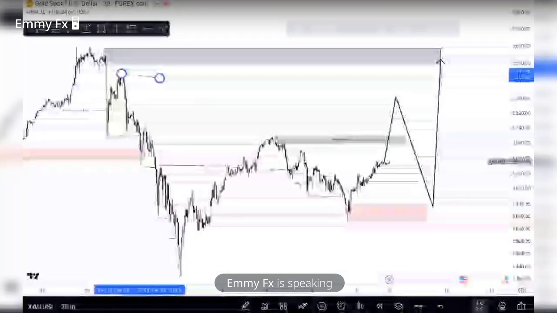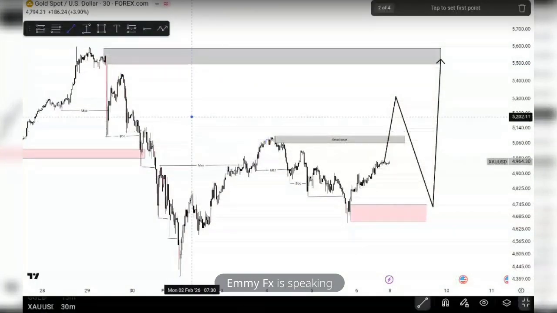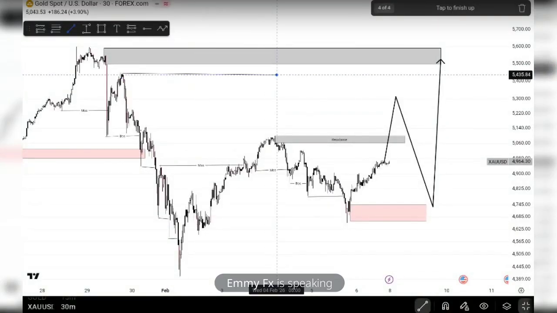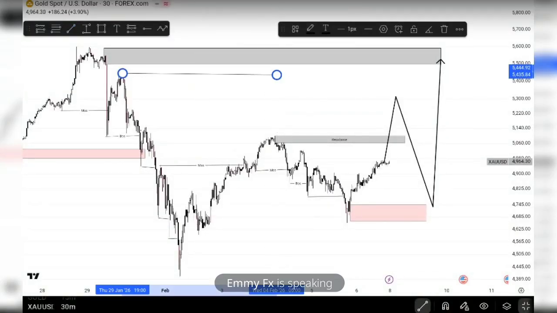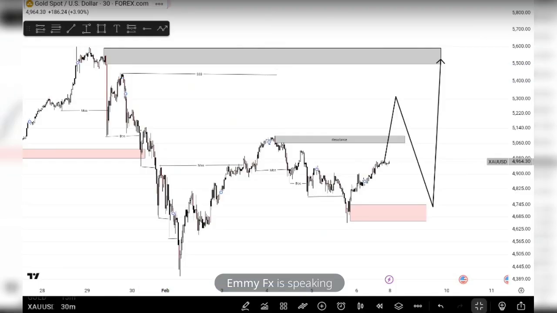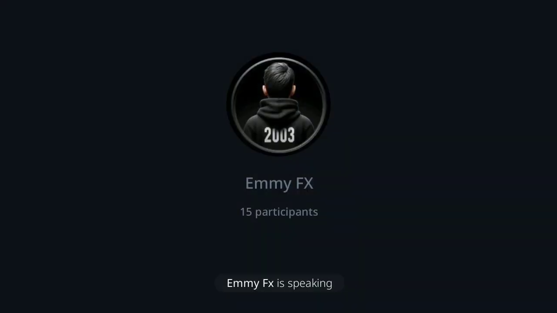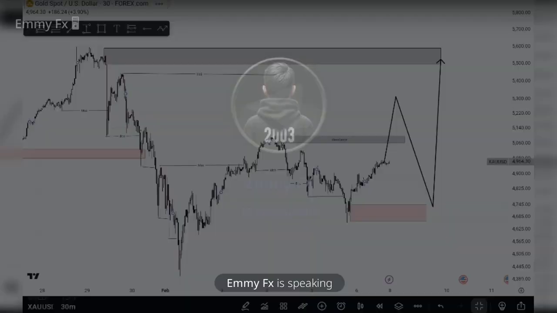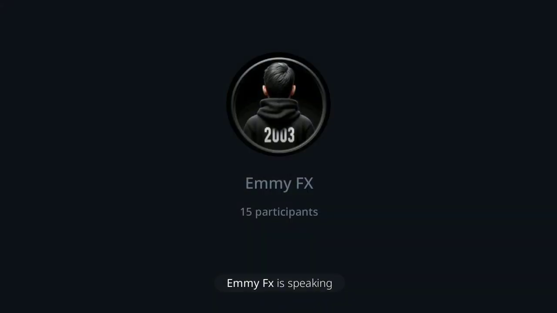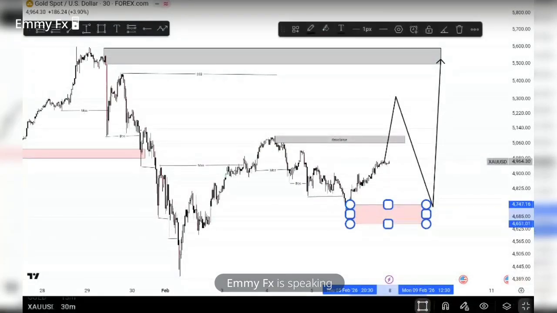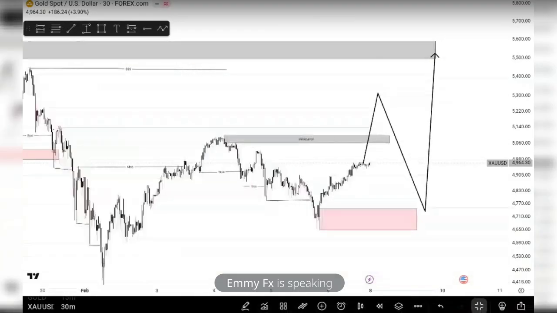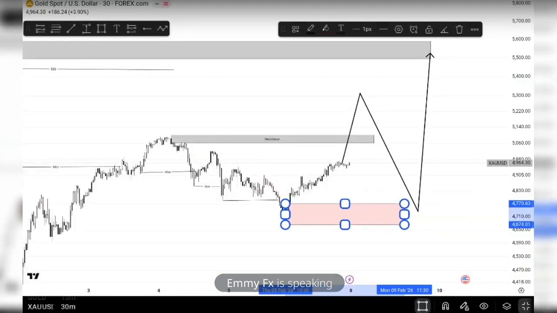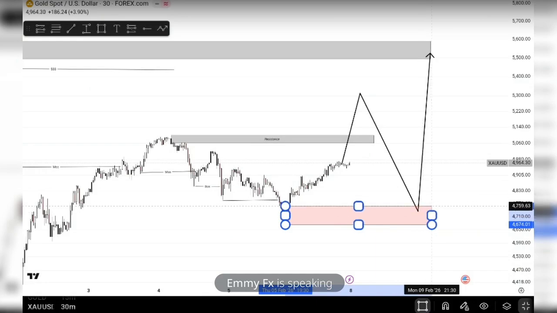Here is going to serve as liquidity, which you want price to take out. This is just my own view pertaining to gold. I need another break of structure, then I will use this order block. Once I have another break of structure, I'm going to use this order block.